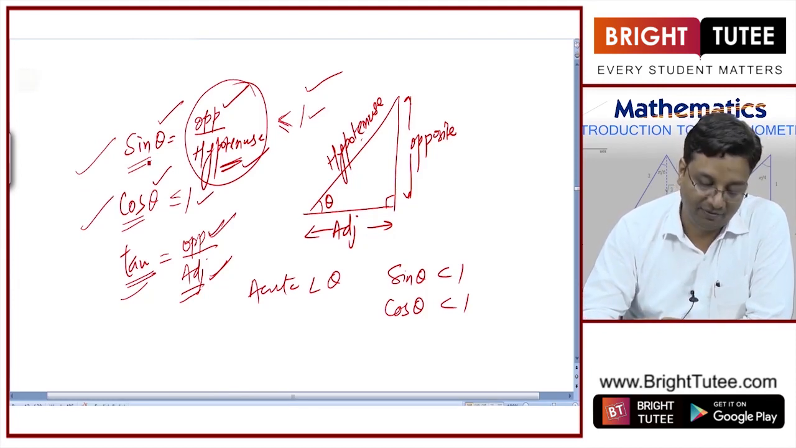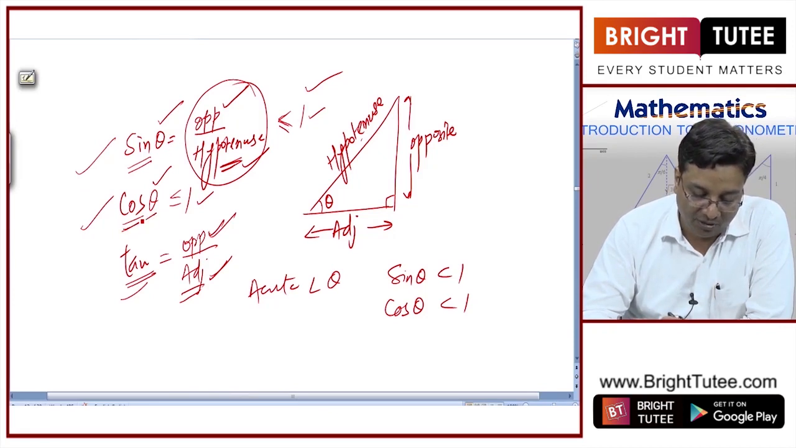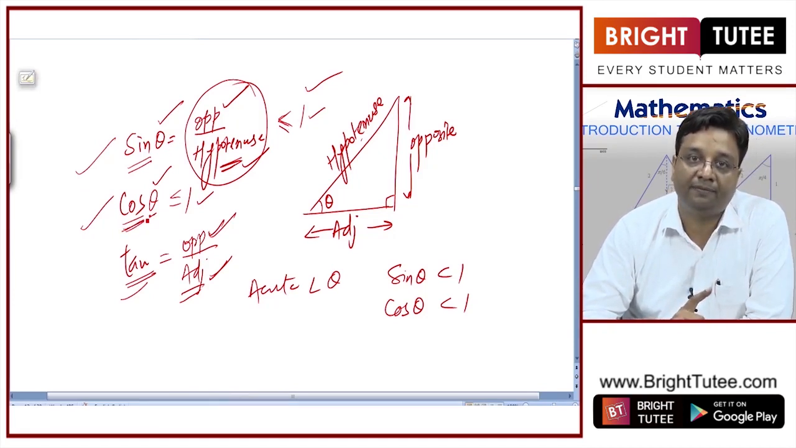At 90 degrees sine will achieve 1. At 0 degrees cos will achieve 1.